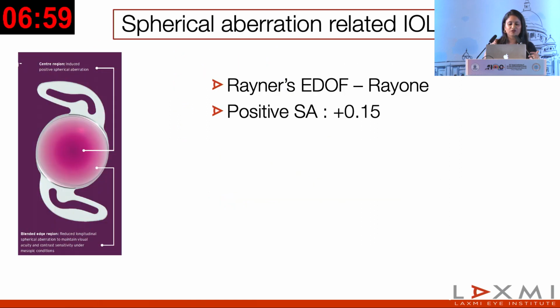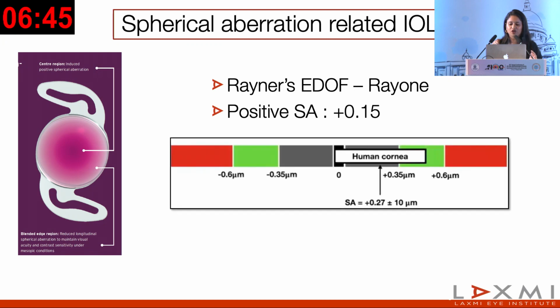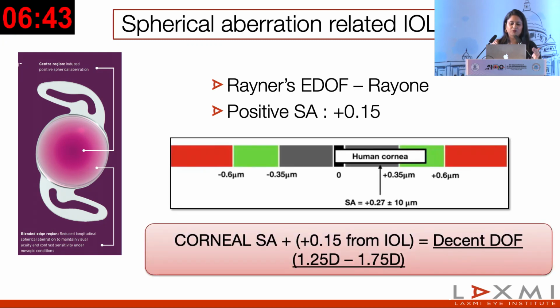Now over here, what is interesting is the first lens that I'll be discussing, which is the Rayner lens. This principle is used by that lens, where they use an additive effect of a positive spherical aberration along with the naturally existing corneal spherical aberration. So this will give us a good depth of focus and a decent intermediate vision.